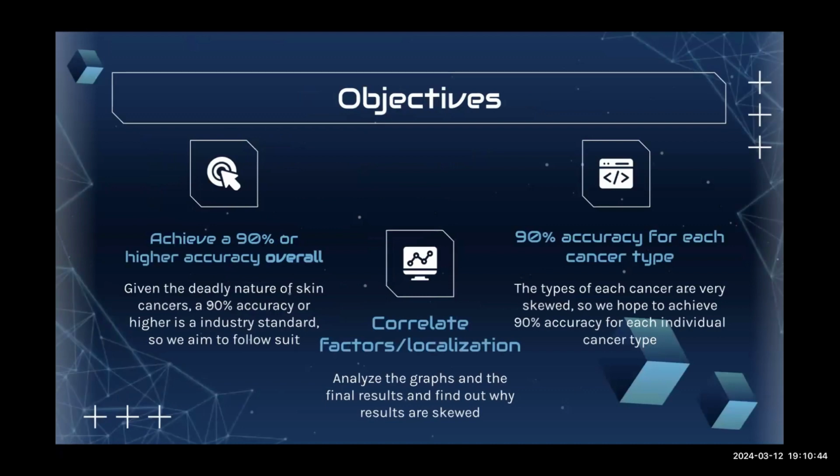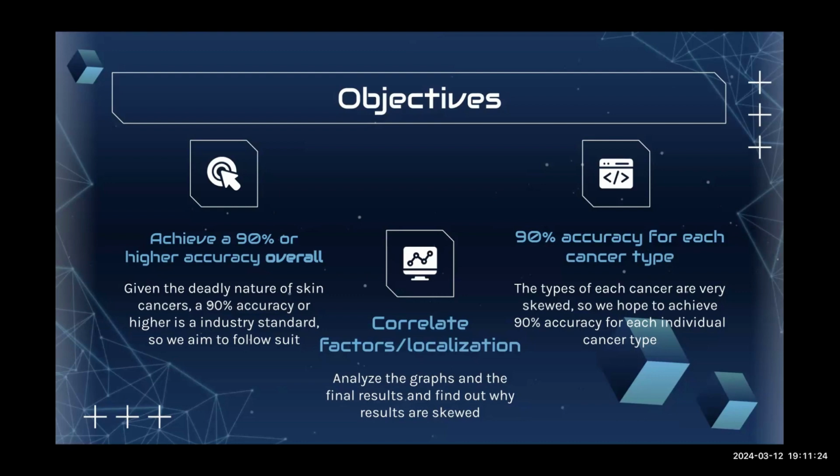Okay, main objectives for this project is one, because cancer is such a dangerous thing, we want to make sure that we can get a high accuracy. Our goal is 90% because current models for these types of cancers are around 80%, and we hope to improve upon that so that the industry, the medical professionals can use this as a guideline. Next, we want to be able to correlate factors and analyze the graphs, find out what factors are making the results skewed. And lastly, again, 90% accuracy, but this time for each cancer type.